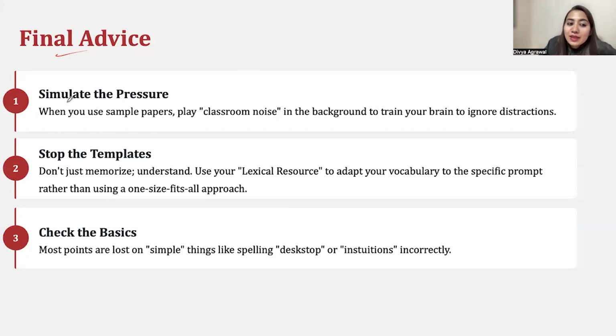What is that? Firstly, simulate the pressure. You just need to create the sort of environment in which you're preparing according to exam-like conditions, right? So, when you use sample papers, play classroom noise in the background so that you're adapted to that, acquainted and familiar with that part. You're not at all getting distracted by that noise. Next is stop the templates. That means don't just memorize templates. Learn to use lexical items in different situations. You must have variety. You must learn synonyms.